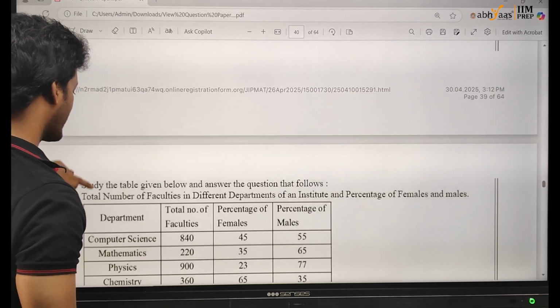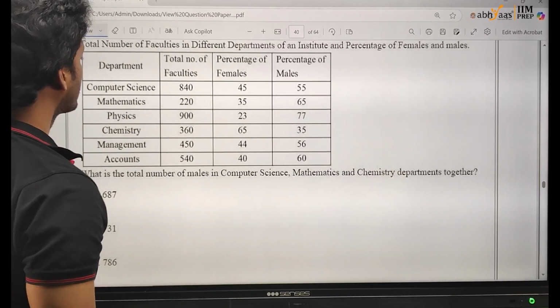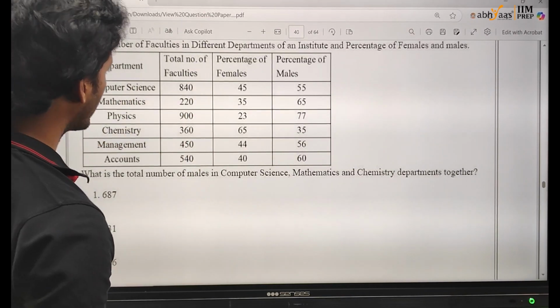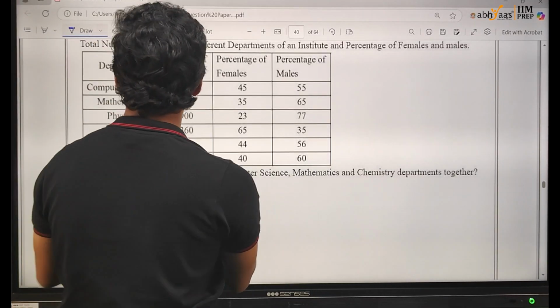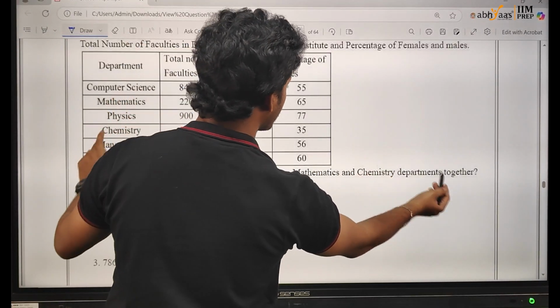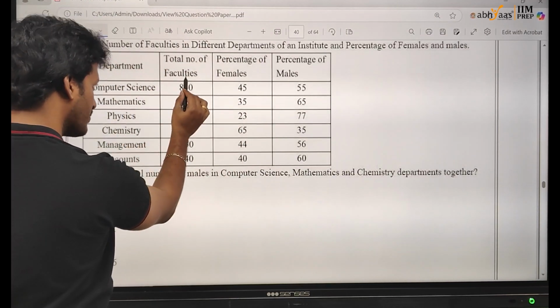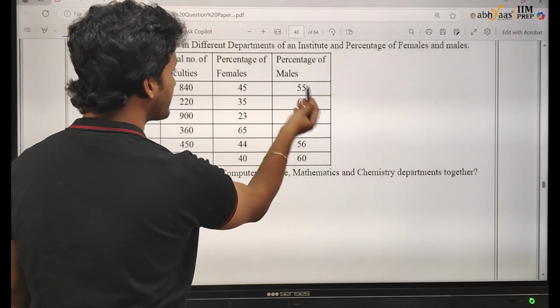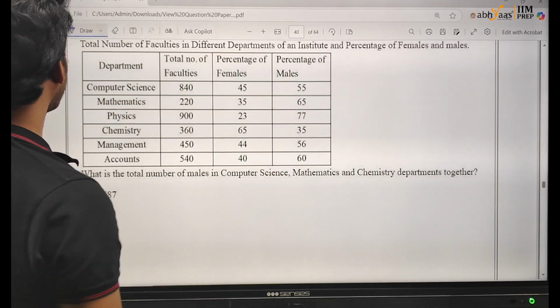Next, that is the second one. Okay, it's a tabular form of data. Is everything ready? Yes, it's ready. We need not process it here. So what is the total number of males in computer science, mathematics and chemistry departments together? First of all, let's understand the table. They have given the total number of faculties in each department, and in that department percentage wise breakage of females and males.